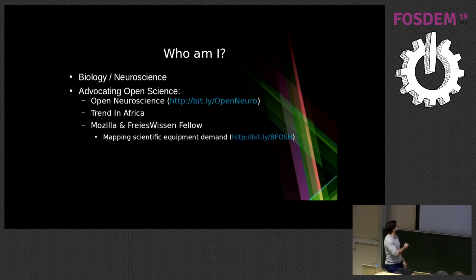I have a little website called Open Neuroscience, where I'm just relaying open source projects related to neuroscience. So there is hardware, software, data collection. I work with an NGO called Trend in Africa, where a lot of this work has been derived from. And most recently, I'm working with Mozilla and the Wikimedia Foundation in Germany in a project to map what are the demands the researchers have in terms of equipment.